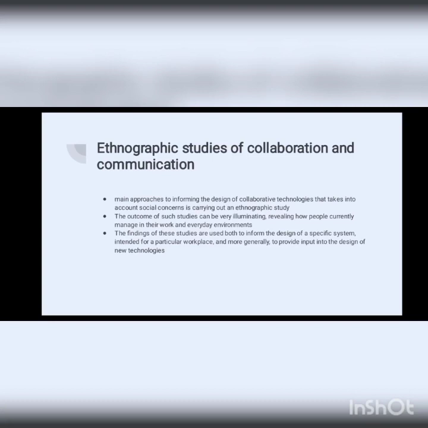So here it's stated that due to these ethnographic studies, they're able to know what the person is doing, or what collaboration and communication helps the person using this, or how it is being influenced. There are many reasons behind that. So next, the findings of these studies are used both in the design of a specific system intended for a particular workplace, and more generally to provide input into the design of new technology.